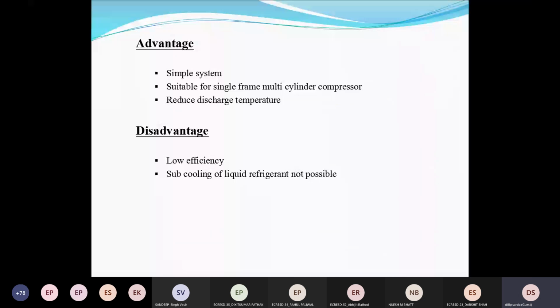Another advantage is that it reduces the discharge temperature of the first stage gas as we want, or even the final one also. But it reduces efficiency because we are injecting liquid refrigerant and again putting it through the compressor. Subcooling of liquid refrigerant is not possible. If I want to improve the efficiency of the system by subcooling the condenser liquid, it is not possible in this system. It only removes the superheat of the discharge gas.